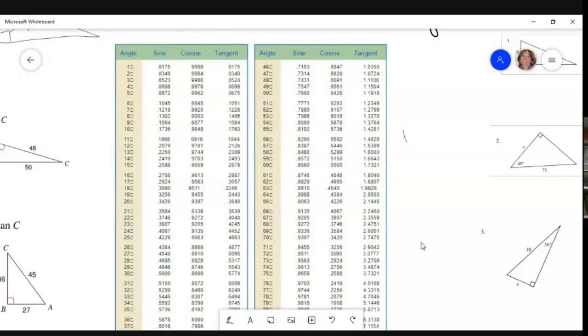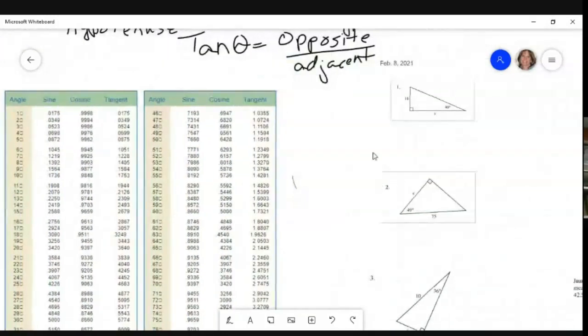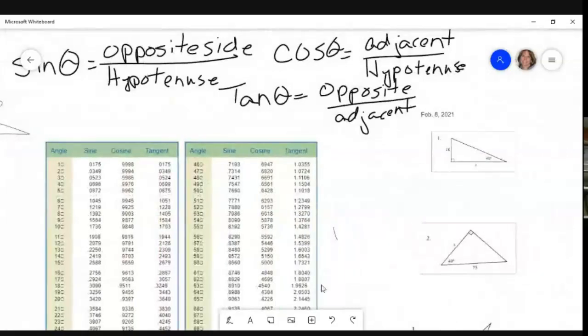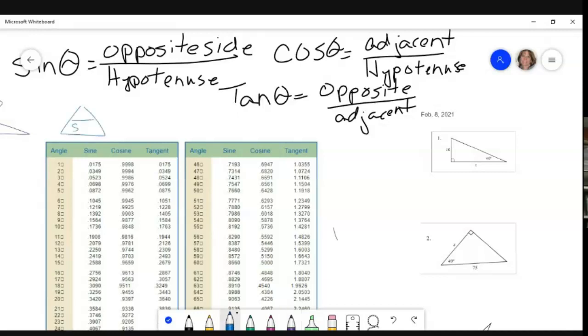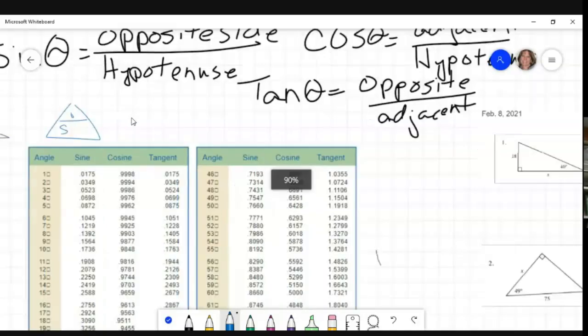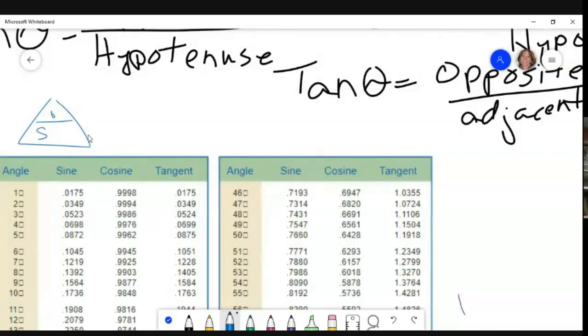So let's take a comparison. Also, what I use with my class, I like to use these little triangles. They're kind of cute. This is the sine, which is opposite over hypotenuse. Cosine is adjacent over hypotenuse. And then, of course, tangent is opposite over adjacent. So anyway, it's just another little way of remembering SOHCAHTOA. Okay.